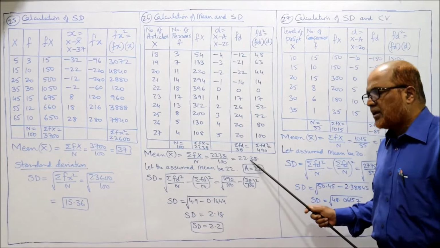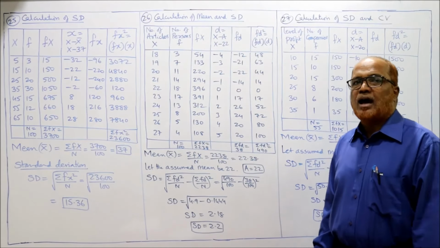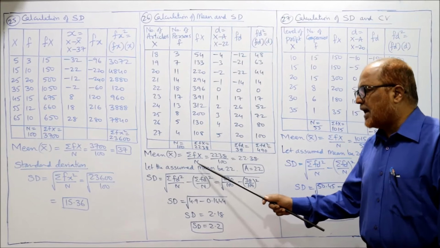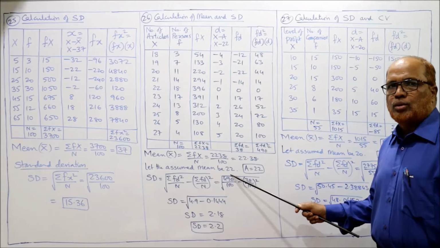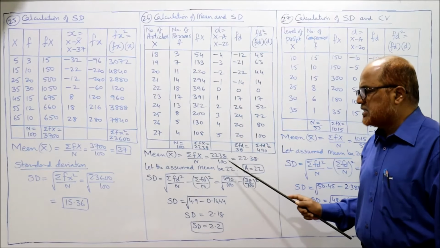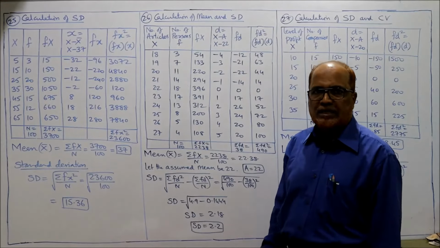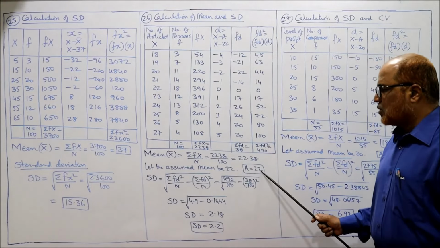Actual mean fraction में है, तो मैं assume कर लूंगा, कैलकुलेशन को सिंप्लीफाई करने के लिए I will make the assumed mean. Let the assumed mean be 22. मैं डायरेक्टली 22 ले लिया, 22.38, क्योंकि 22 यहाँ पर है. Easily we can find out the calculation. You can take even 21, 20, anything you can take. So a is equal to 22.